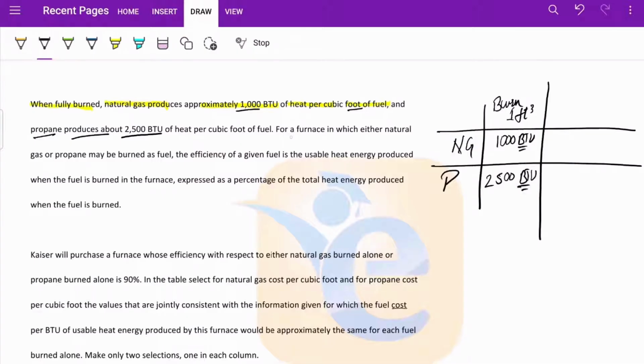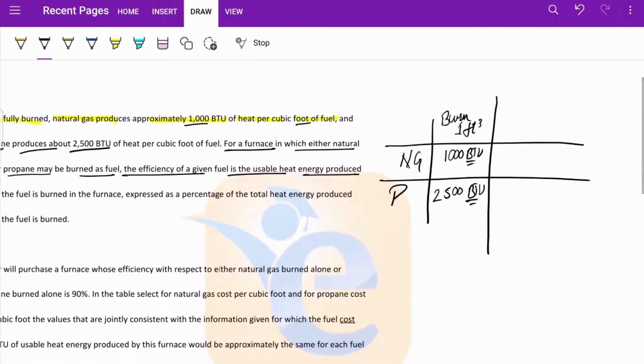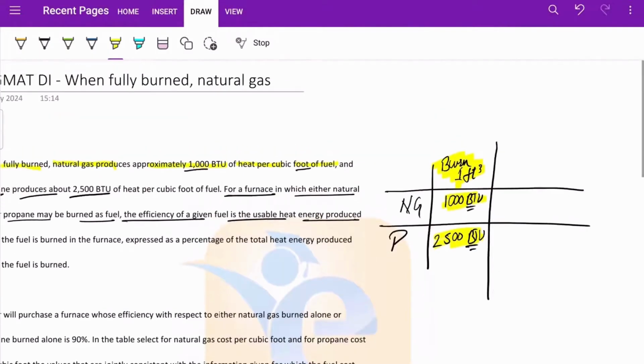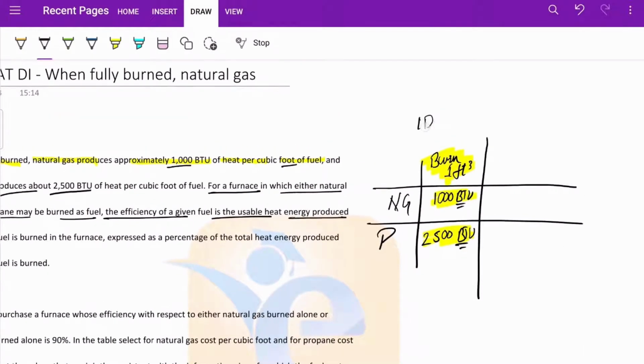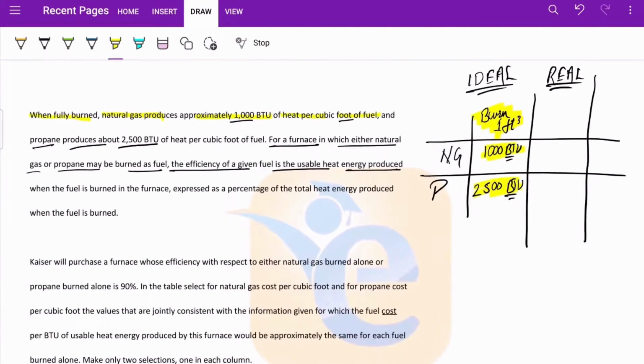Okay, makes sense. For a furnace in which either natural gas or propane may be burned as a fuel, the efficiency of a given fuel is usable heat energy produced. So if we burn, ideally we should be getting this much heat energy, like in an ideal world. But in a real world we would be getting a bit less, and that is the efficiency we would be talking about. This is the efficiency, the usable heat, not the entire heat produced, when the fuel is burned in the furnace, expressed as a percentage of total heat energy produced when the fuel is burned.